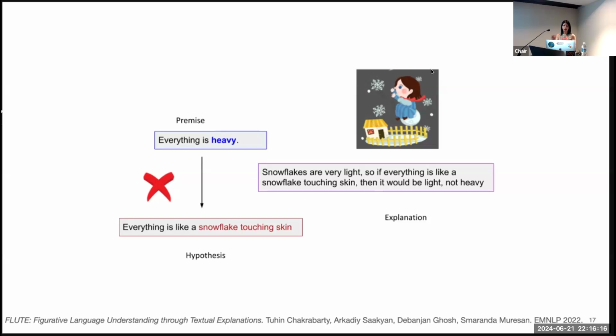And they also had explanation generation in this task. In this case, the explanation why it's contradicted is that snowflakes are very light. So if everything is like a snowflake touching skin, that would be light and not heavy. And if you attend this workshop regularly, you probably know this task because it was the shared task in the previous iteration of this workshop.